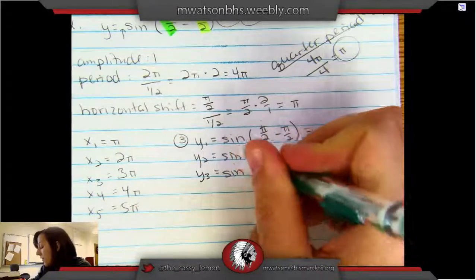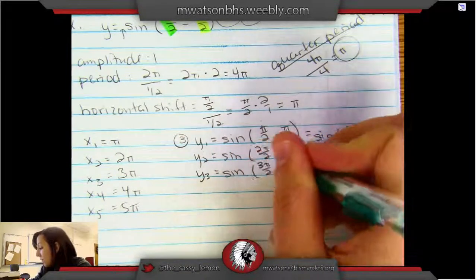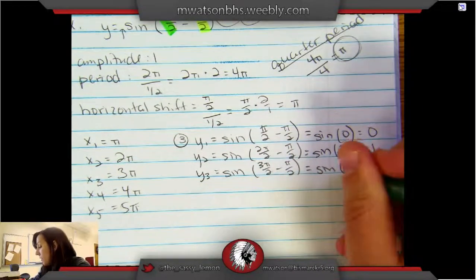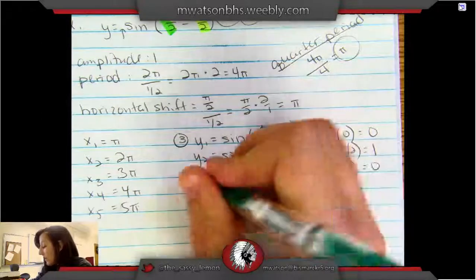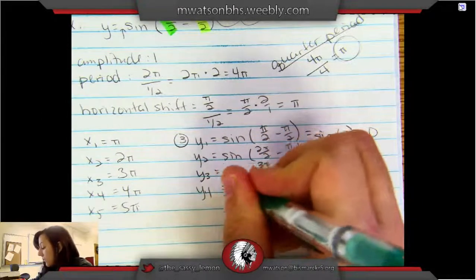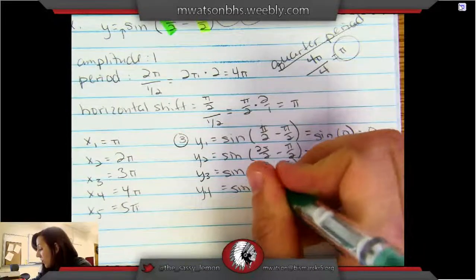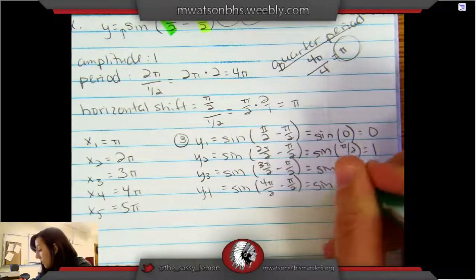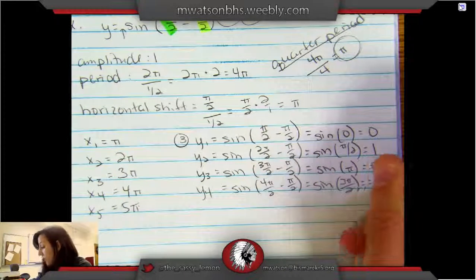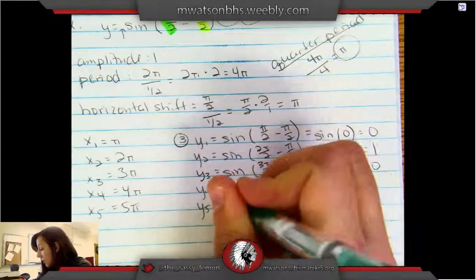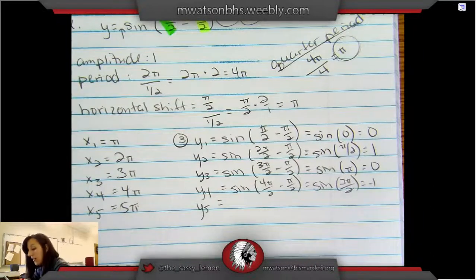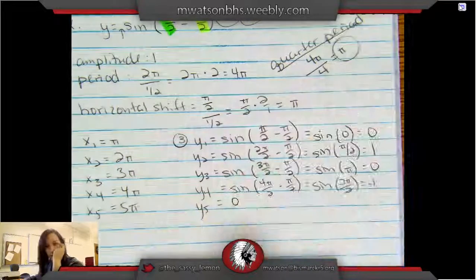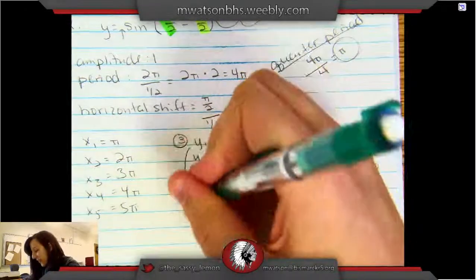Sine of 3 pi over 2 minus pi over 2 equals sine of 2 pi over 2, which is pi, which equals 0, and just keep on going. Y sub 4 equals sine of 4 pi over 2 minus pi over 2, which equals sine of 3 pi over 2, which equals negative 1. And lastly, y sub 5. If you guys are smart, then you'll know that, hey, that'll just be the same as my starting one, so I'm just going to write 0. Okay, these should always be equal.